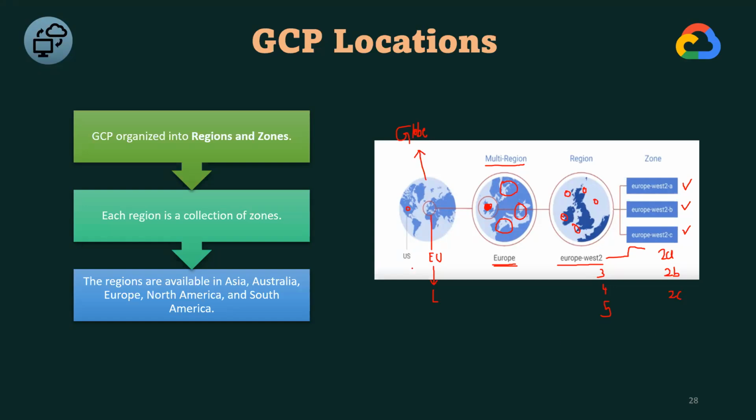Likewise, if you go to the US, you have US Central. US Central is one of the locations, one of the regions. And if you go to zones, US Central 1A, US Central 1B, 1C, these are the zones inside that one. Wherever you see 1A, 1B, 1C, or 2A, 2B, 2C, those are the zones. And if you just see a number like 1, 2, 3, those are the regions.